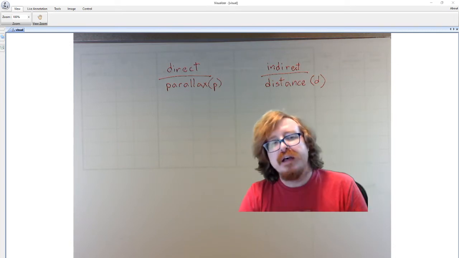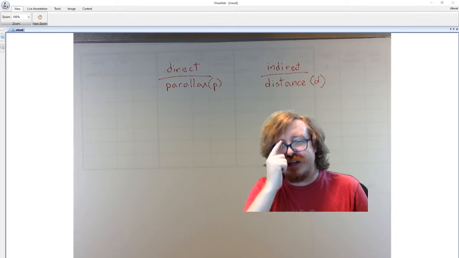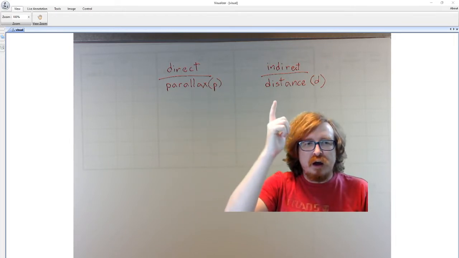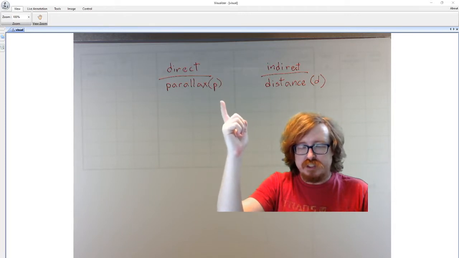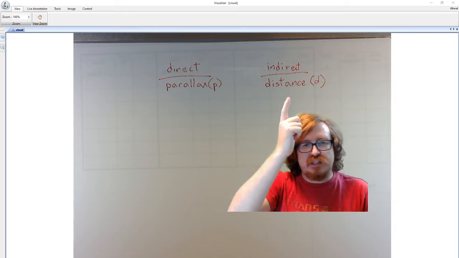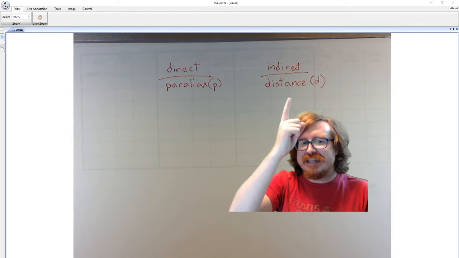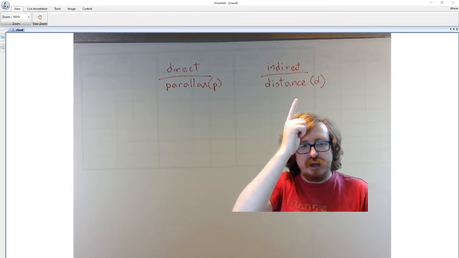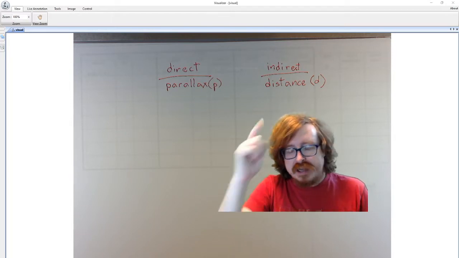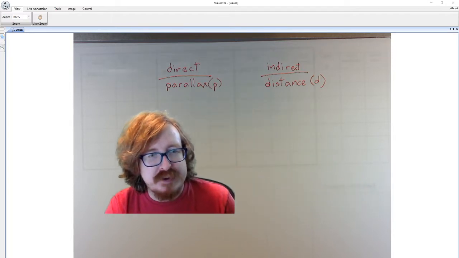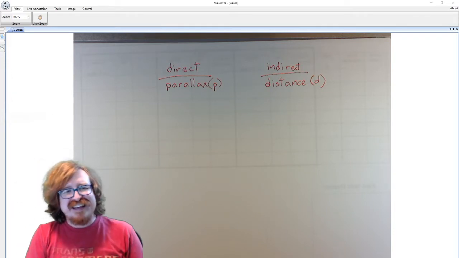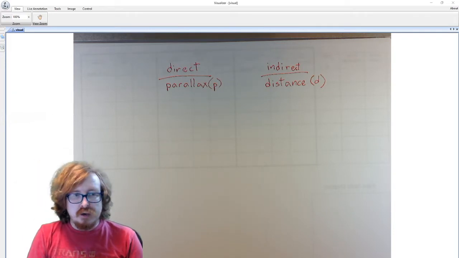Moving forward, for the rest of this discussion, let's assume that we used parallax or any other method available to astronomers to find the distance. So let's assume that we know the distance for every star out there for the rest of this discussion, okay? All right, the next property that's important is how bright stars are, okay?